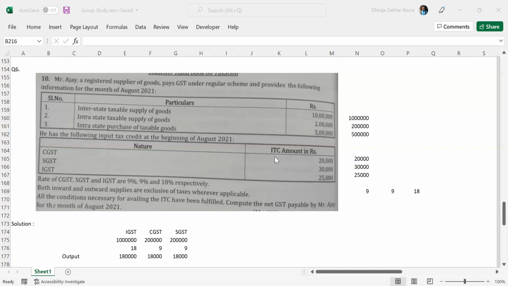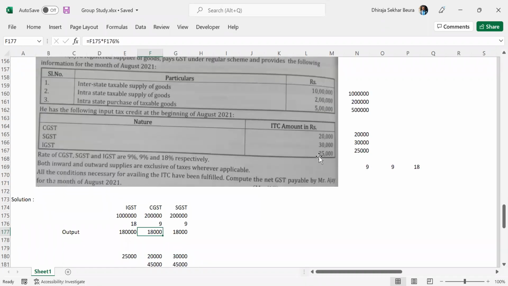So very straightforward, we have repeatedly been doing similar questions. Interstate supply of goods 10 lakhs. We have IGST applicable on interstate, which is 18%, which comes to 1,80,000. Now, on 2 lakhs of intrastate supply, 9% CGST, 9% SGST. So the amount comes to 18,000 and 18,000.